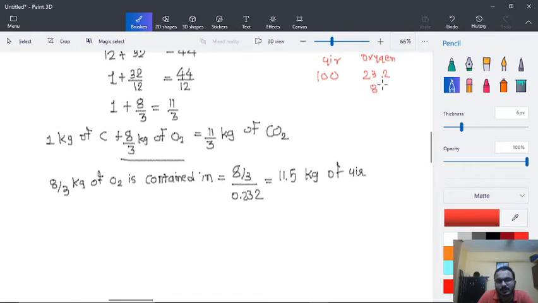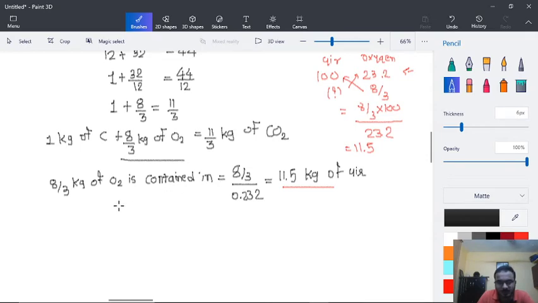So here this is the standard proportion that is present. So here we are having 8 by 3 kg. Once we put the question mark with the cross multiplication, we can obtain that the answer will be 8 by 3 multiplied by 100 divided by 23.2. So the answer will be 11.5. That is over here.